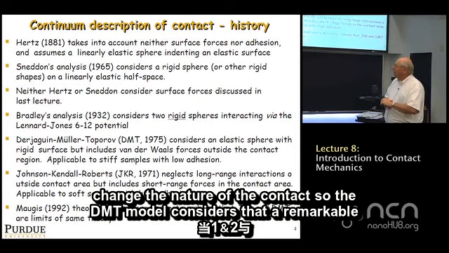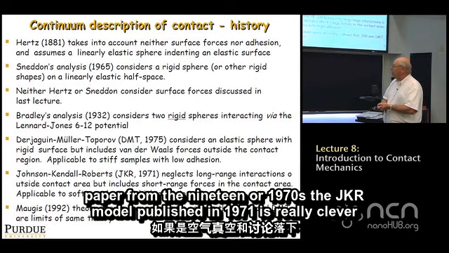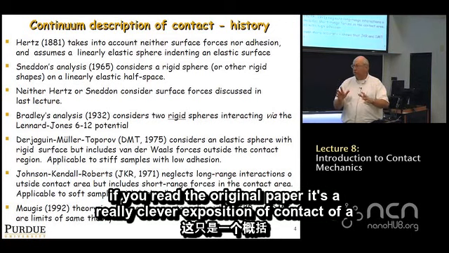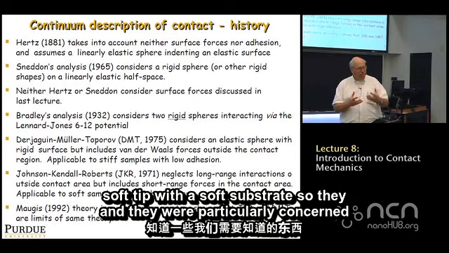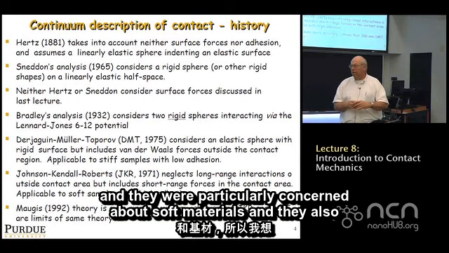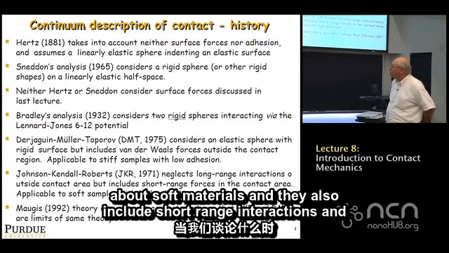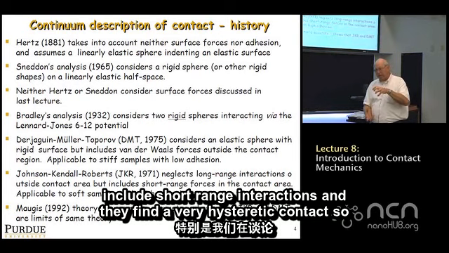A remarkable paper from the early 1970s, the JKR model, published in 1971, is really clever. If you read the original paper, it's a really clever exposition of contact of a soft tip with a soft substrate. So they're particularly concerned about soft materials, and they also include short-range interactions, and they find a very hysteretic contact.